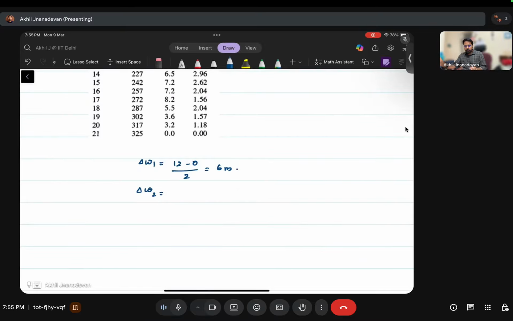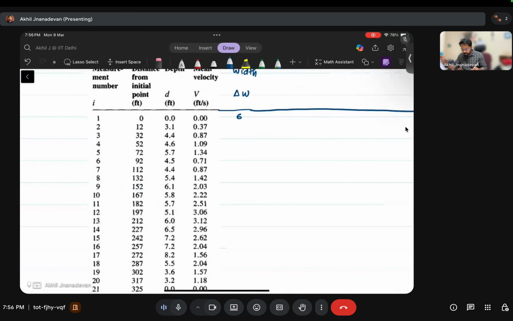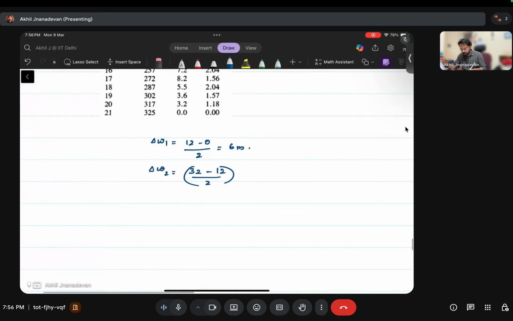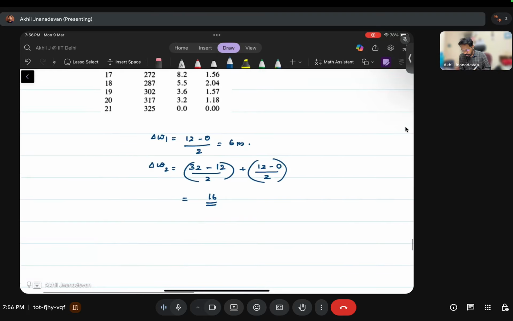This has two parts, one on the left and one on the right, right? So we know in the I3 it is 32, so 32 minus 12 by 2, and to the left we have 12 minus 0 by 2, right? That will be equal to 16 feet. This is how we find it for the intermediate section: 32 minus 12 by 2 and 12 minus 0 by 2, and the summation of that will be 16.